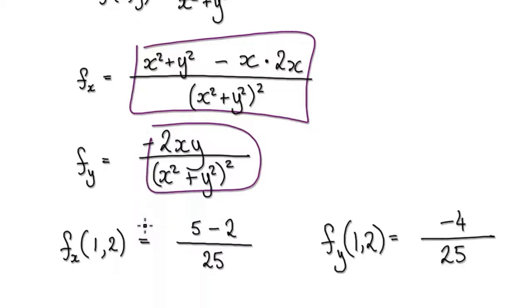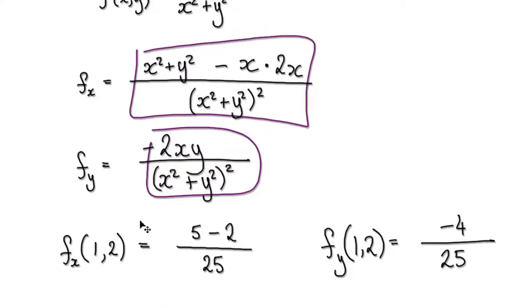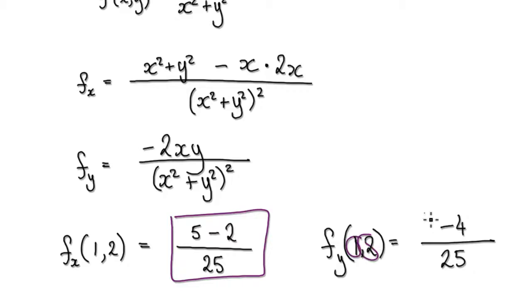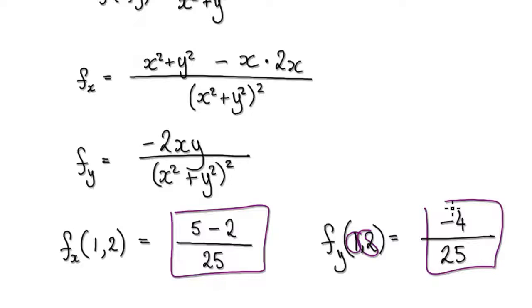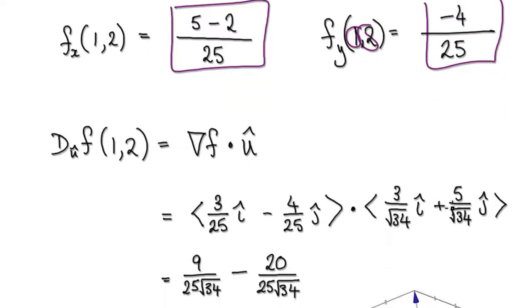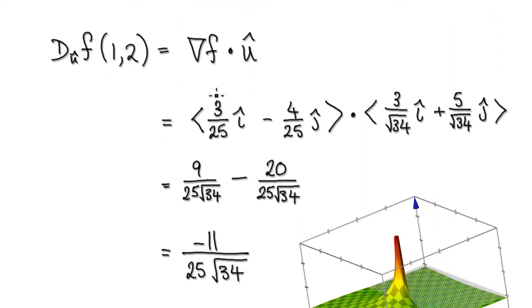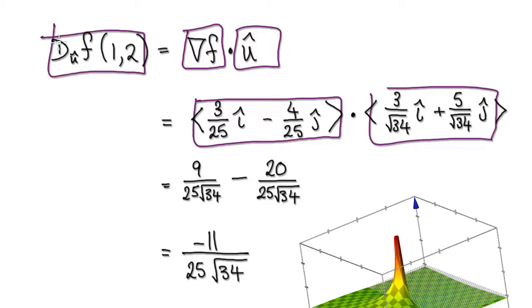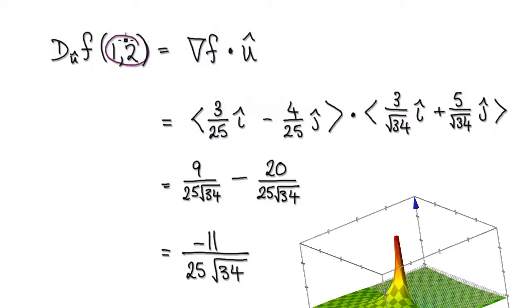We need to evaluate it at the particular point of 1, 2. That will give us this thing here, 3/25, and evaluating at this point will give us this thing here. So now we've got our gradient vector, and our unit vector is given by this. If you want to know the gradient at that particular point, just take the dot product of these two vectors.